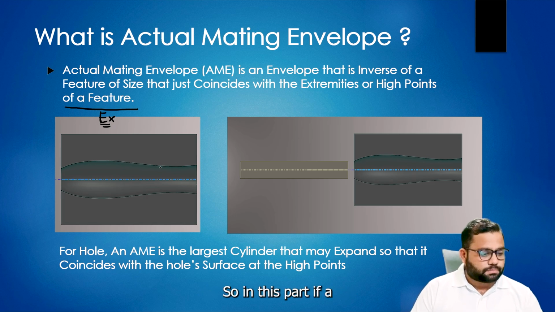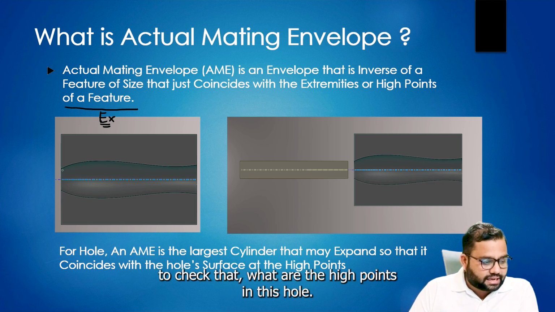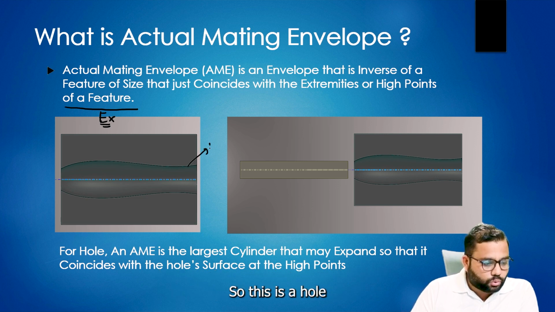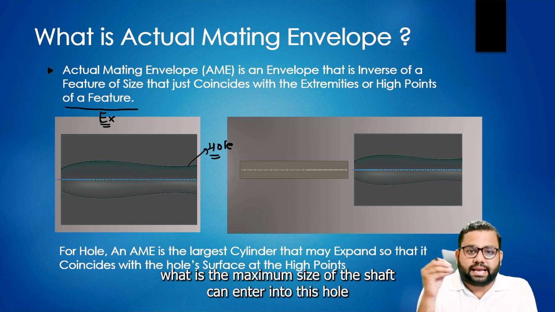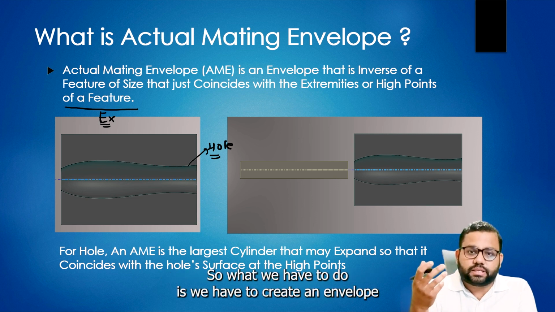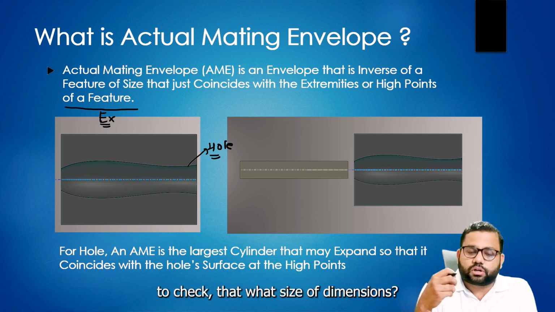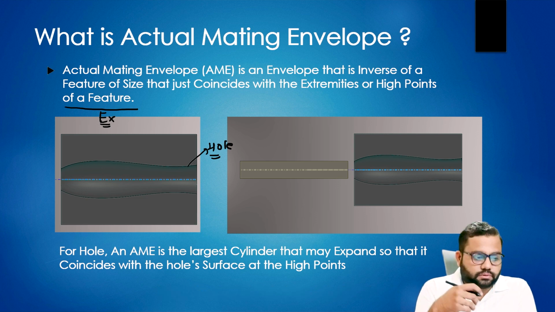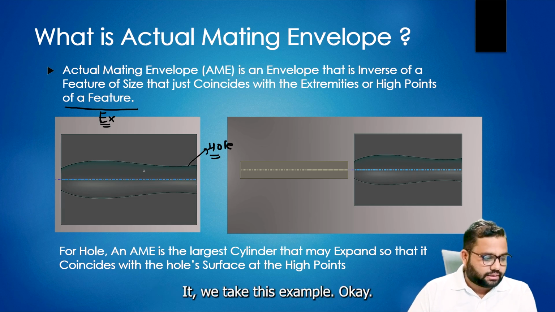In this part, if we want to check what the high points in this hole are, this part is having a hole. If we want to check what is the maximum size of the shaft that can enter into this hole, we have to create an envelope to check what size of dimensions is possible to enter into this hole.